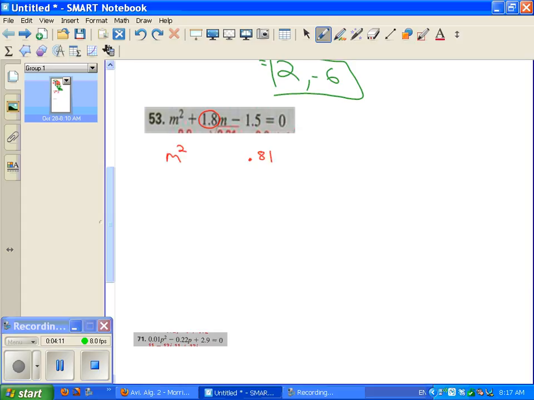All right, so m squared plus 1.8m plus 0.81. Now, how did I get from 1.5 to 0.81? I had to add 1.5 plus another 0.81 to get there. So 1.5 plus 0.81 is 2.31. So I added 2.31 here, so I've got to do the same thing over here.